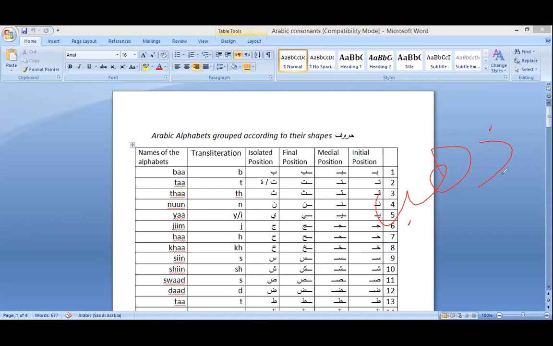Da. Dal. And this one? Dal. Ha. Ha. And this one? Ba. Ba. Ba. Now, for you to read this word, you need to recognize the letters first. If you don't know this is da, if you don't know this is ha, if you don't know this is ba, there's no way you can read this word, right?